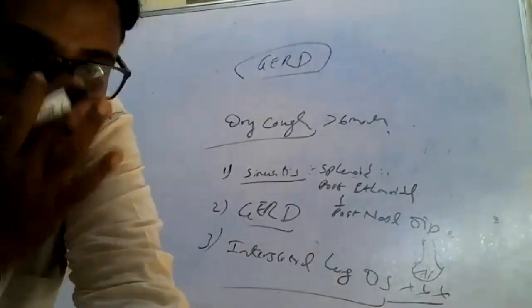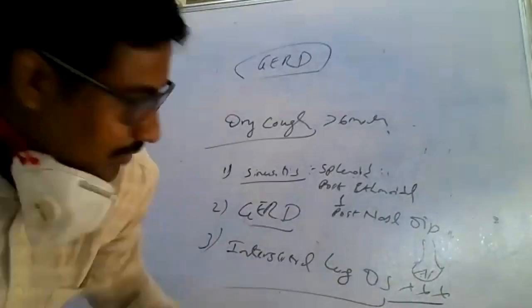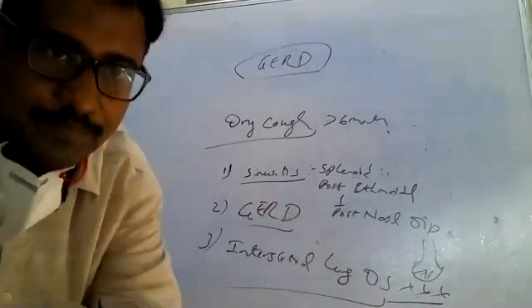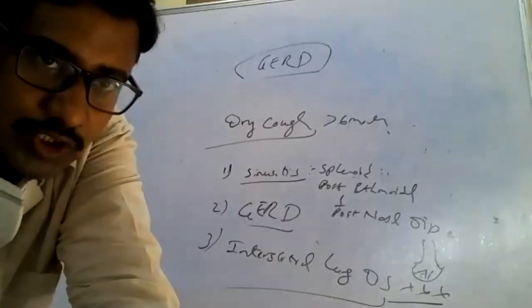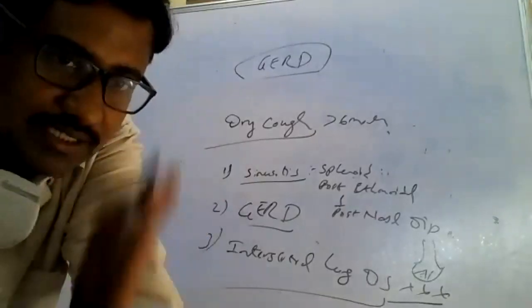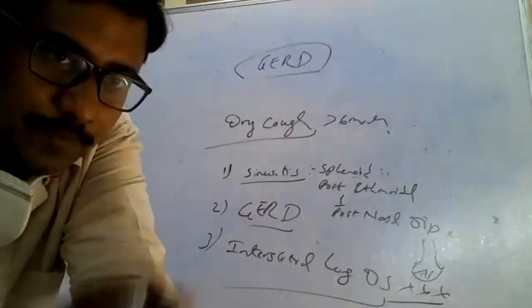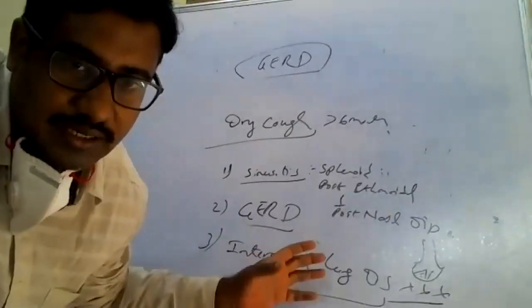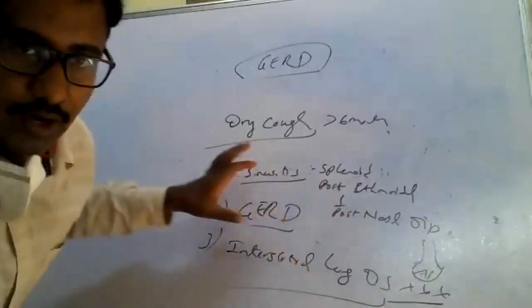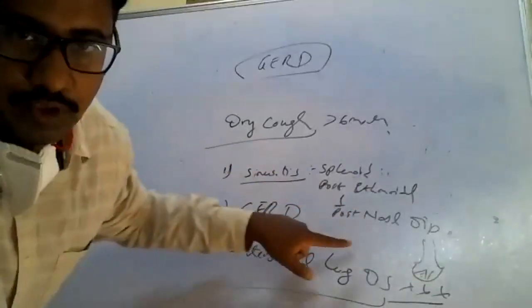In the symptoms, they will say dry cough. Dry cough is because of this interstitial lung disease. Interstitial lung disease is also seen in silicosis and asbestosis. They cause interstitial lung disease, which leads to dry cough. So dry cough is because of sinusitis, which causes postnasal drip.